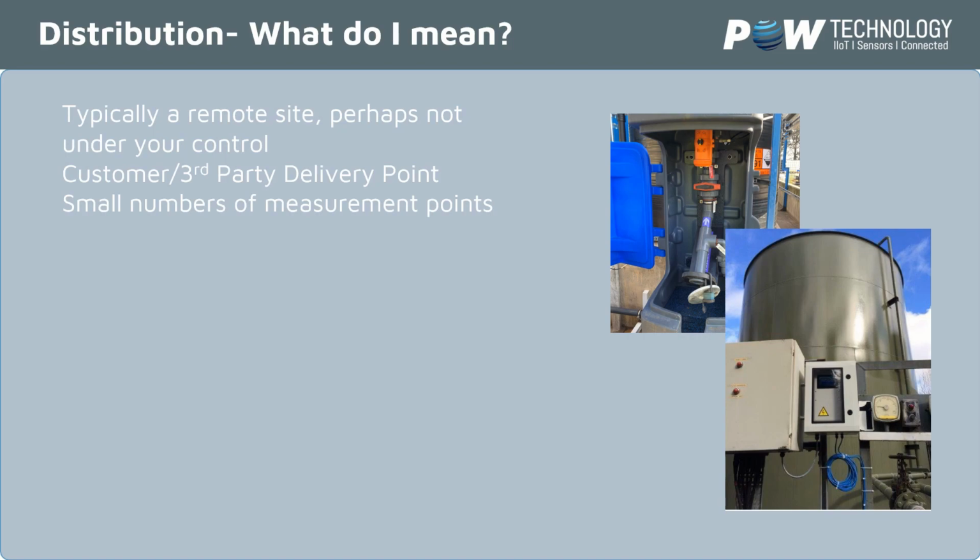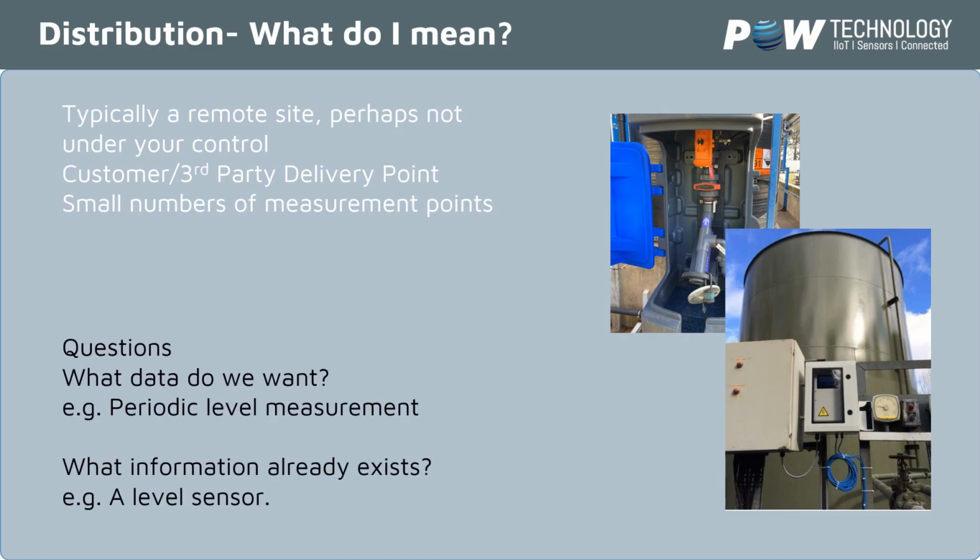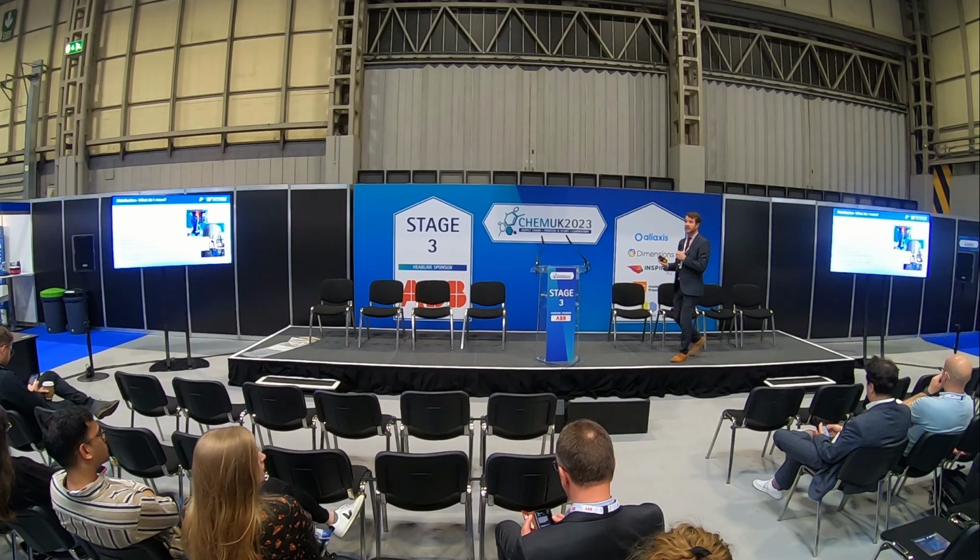The kind of question that we're asking ourselves is, what data do we want from them? Well, we want maybe periodic level measurement. We just want to know what's in that tank so we can deliver to it, we can supply to it. Maybe that information already exists. It's a simple sensor, or maybe it doesn't. It's a really, really simple tank or an old tank.